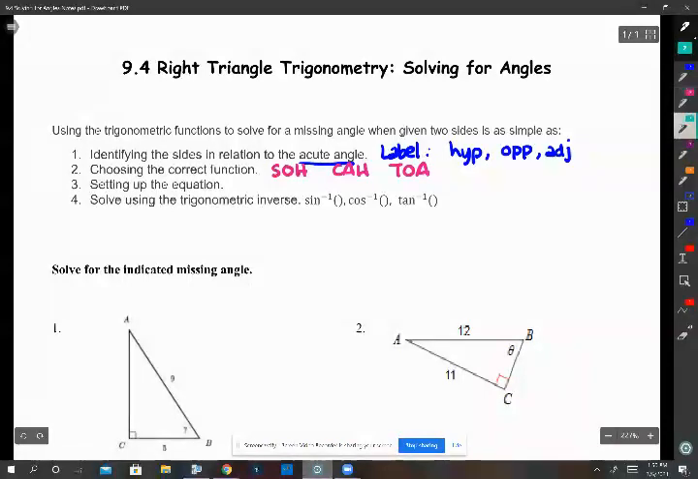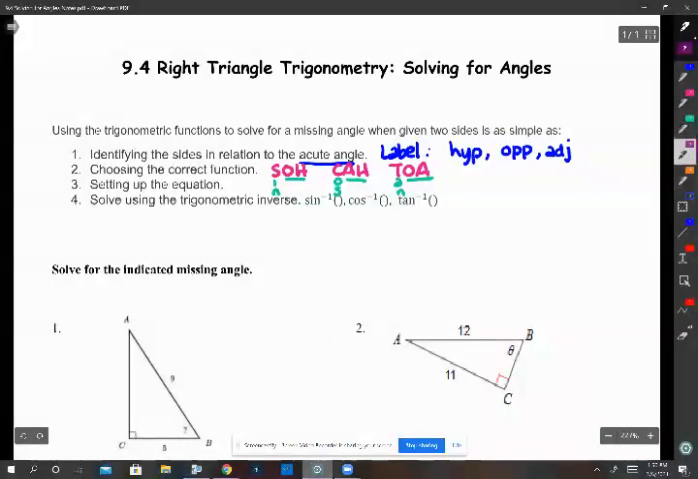Remember that this is sine, this is cosine, and this is tangent. It's going to be opposite over hypotenuse, adjacent over hypotenuse, and opposite over adjacent. We set up the equation like we normally would.